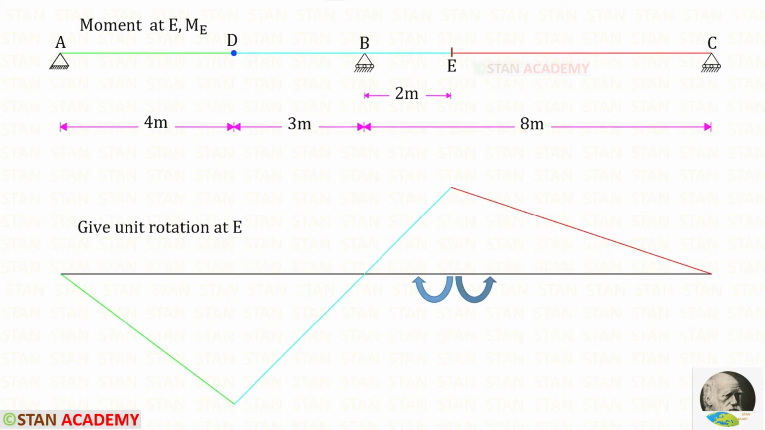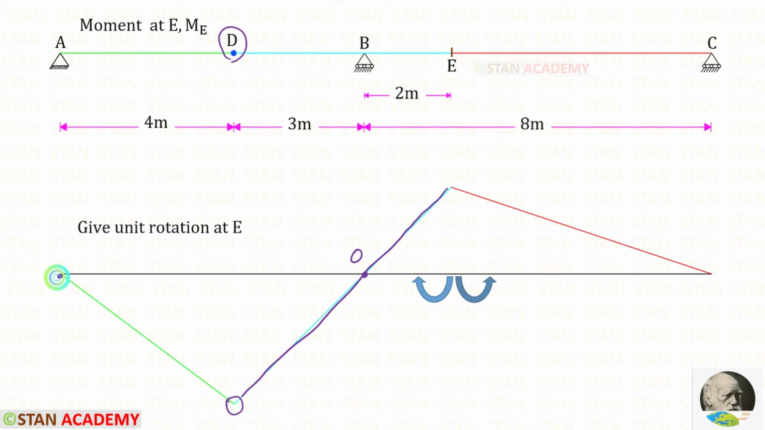Now let us draw the ILD for the moment in the point E. In the point E, we have to give an internal hinge and we have to apply unit rotation. Because of the unit rotation in the point E, in this way, the hinge will go upwards. We know that in the point B, the displacement is 0, so the segment DBE goes this way, and the hinge in the point D go downwards.